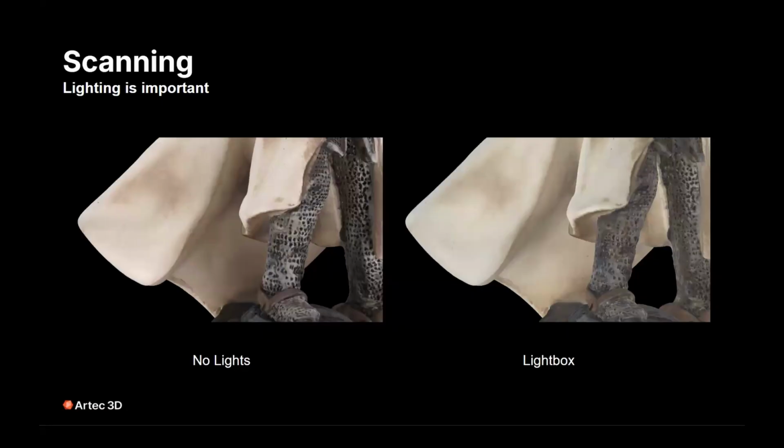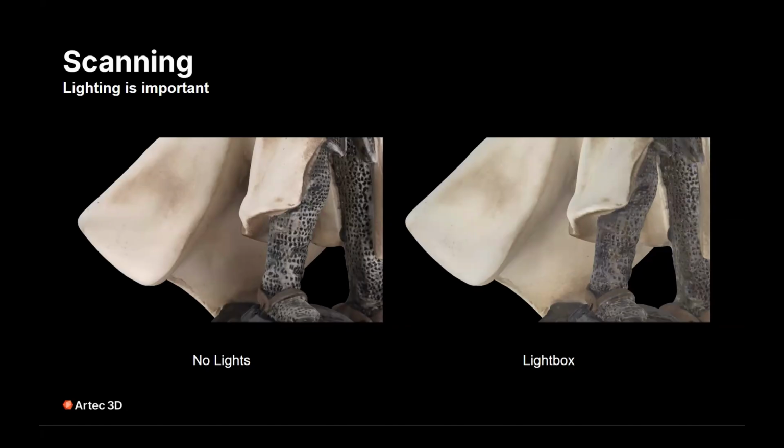Now let's see just a few examples on this exact model. On the left, you could see a complete fusion with the texture applied from the scans with no additional light. You could see that there are some shadows.